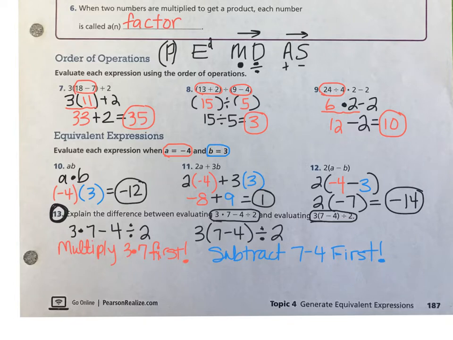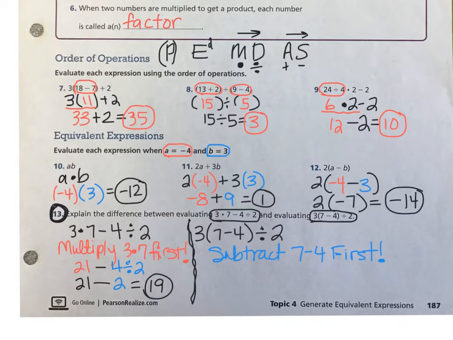By using the order of operations, you can see that these two will not yield the same result, because in the first expression, the order of operations tells us to multiply 3 times 7 first. In the second expression, 3 times 7 minus 4 in parentheses divided by 2 says that we need to subtract 7 minus 4 first. So since you're doing two completely separate operations first in each of these expressions, it's very unlikely that you will end up with the same result.